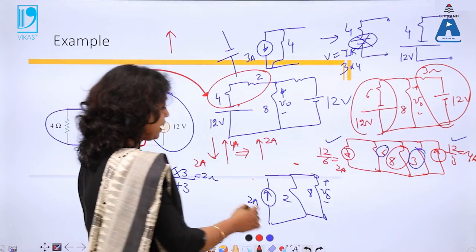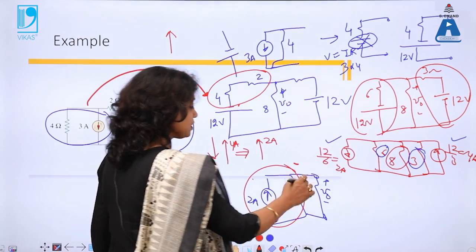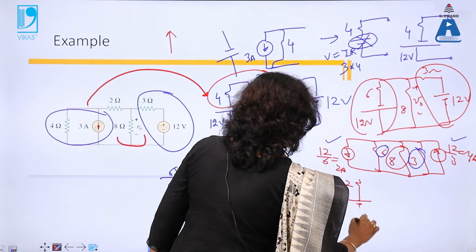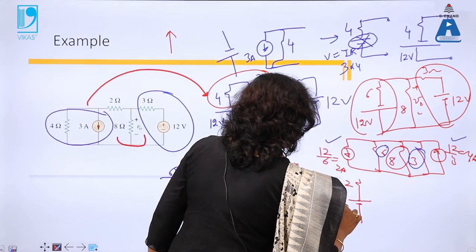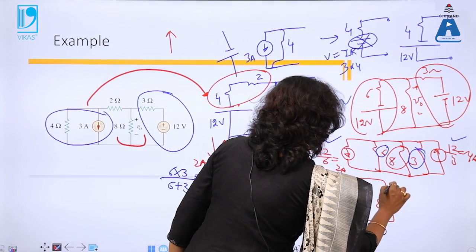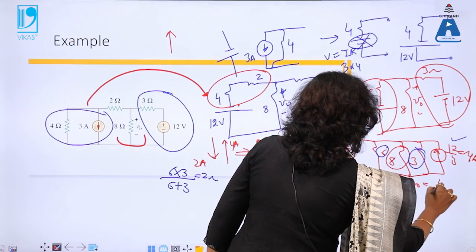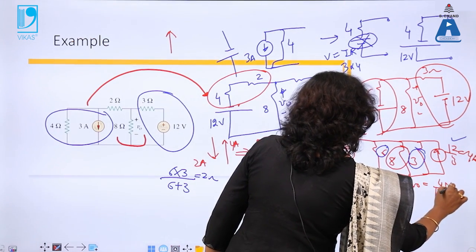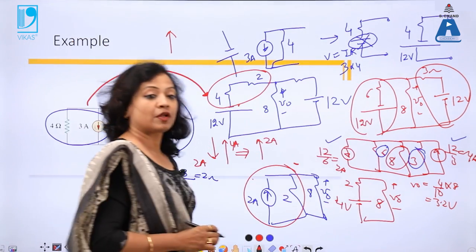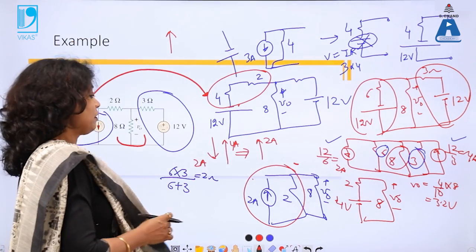Either I again transform this into a current source, voltage source. So this will be 2 and my voltage will be 2 into 2, 4 volt, and this will be 8. So now I can simply find out using KVL loop. So V0 will be 4 divided by 10, which is my current, into 8. So 3.2 volts. So this is how, only using source transformation, I have obtained V0.